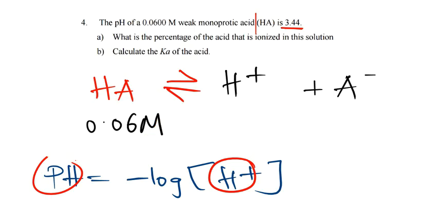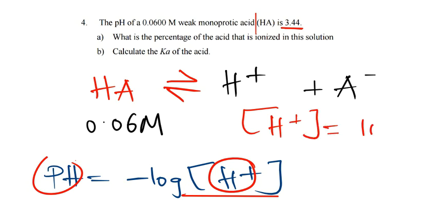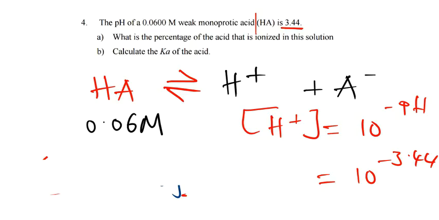So in the previous question, the third question, I showed you how to find that. If you make this the subject of the formula, you end up with what? 10 to the power negative pH. So 10 to the power negative 3.44. That is our hydrogen ion concentration. If you want, you can punch that on the calculator so that it gives it to you in a way that is easy for you to understand, but it doesn't matter really.